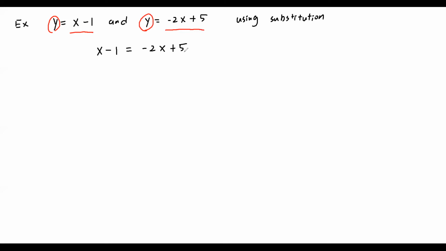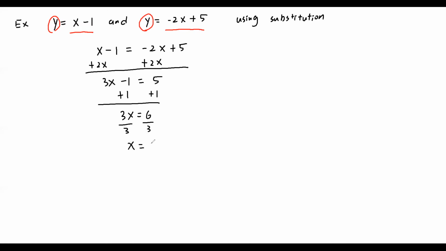Then all we have to do is solve this equation by grouping like terms and simplifying. So we will add 2x on both sides and obtain 3x minus 1 is equal to 5. Add 1 on both sides, and we will get 3x equals 6. So divide by 3, x is equal to 2.